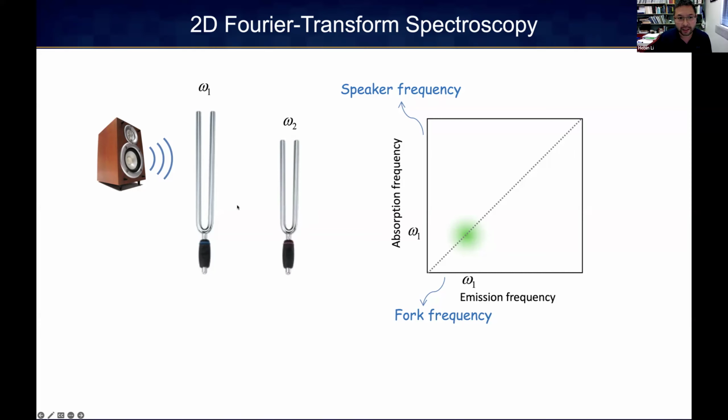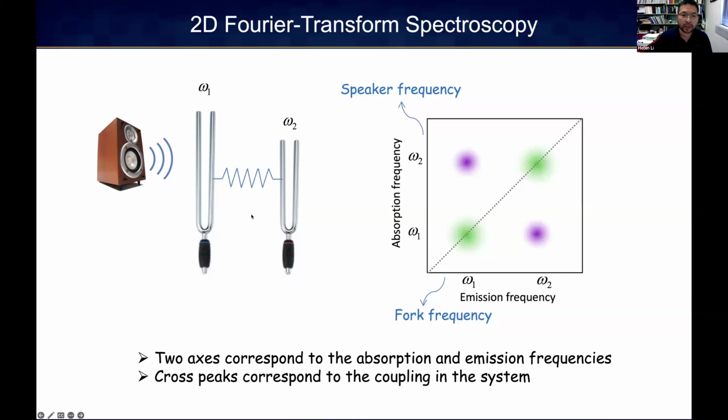But if you have another tuning fork, then you're going to have another peak that's also on the diagonal line. Still, that's not that interesting. What's going to be a little more interesting is if you have a weak coupling between the two tuning forks, so that the energy can be transferred between them. In this case, you will have two cross peaks that are not on the diagonal line. Those peaks are associated with the coupling and the energy transfer between these two tuning forks. So that's the basic idea of 2D spectroscopy.